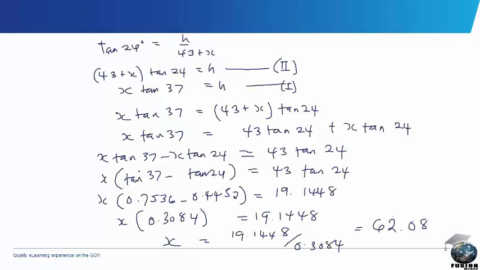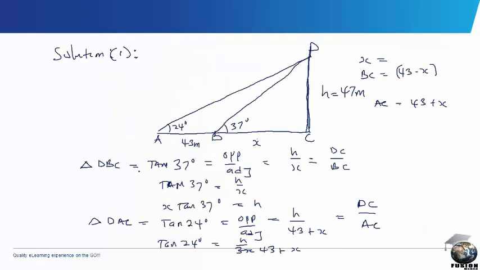Meanwhile, the base itself, x, is equal to 62.08. When you add the two sides, it will give you the total value. So AC is equal to 43 plus x, which is 62.08, and that is 105.08. AC is 105.08.